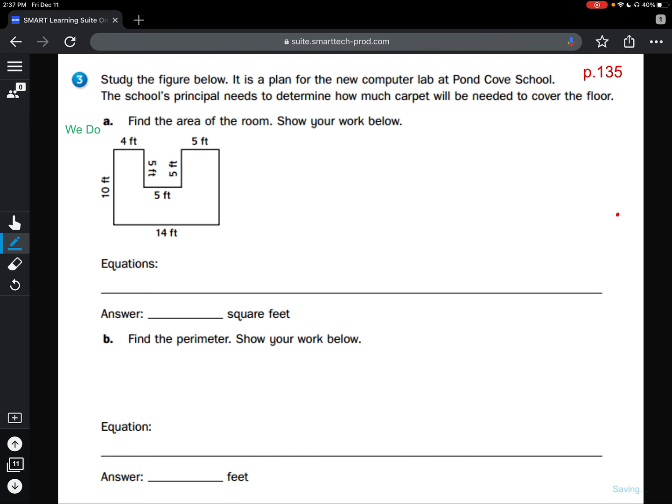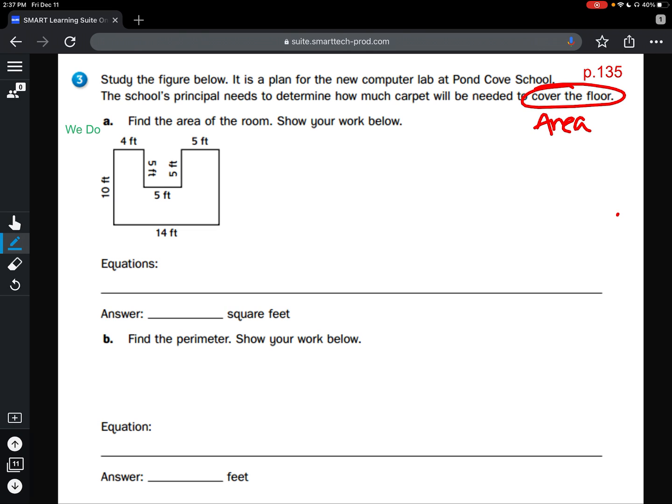So now I'm going to have you go back into your math journal, and we're going to do problem number 3. The directions say study the figure below. It is a plan for the new computer lab at Pond Cove School. The school's principal needs to determine how much carpet will be needed to cover the floor. Covering the floor tells me we're going to be finding the area. A says find the area of the room. Show your work below.